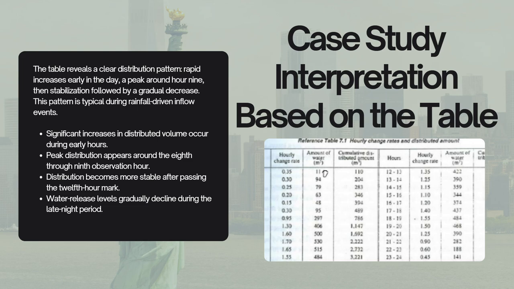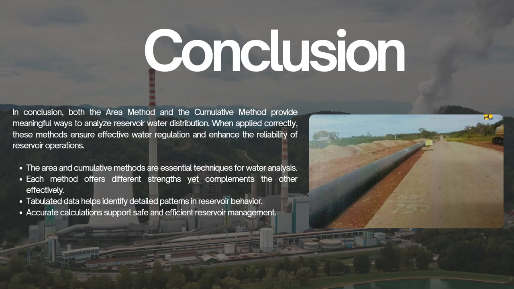There are four points here. The first one is a significant increase in distribution volume occurred during the early hours, while the peak distribution appears around the 8th to 9th observation hour, and the distribution becomes more stable after passing the 12-hour mark, when the water release level gradually declines during the late night period.